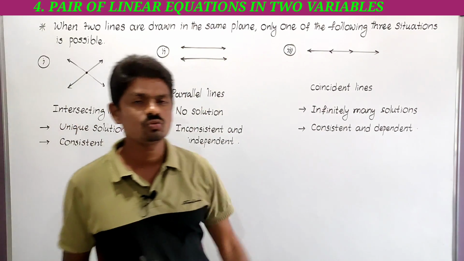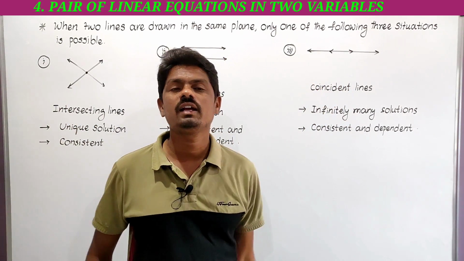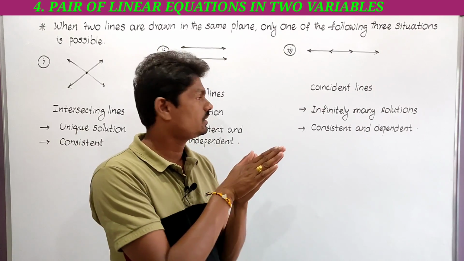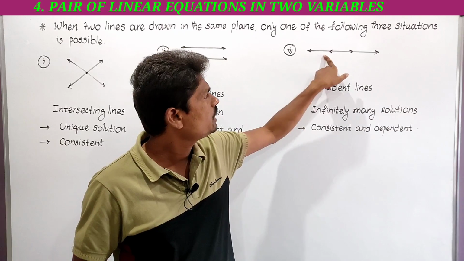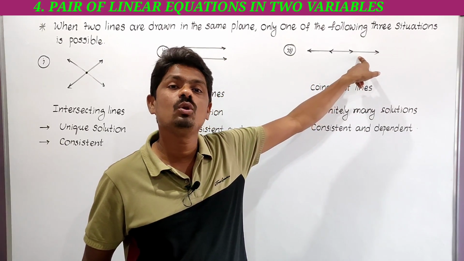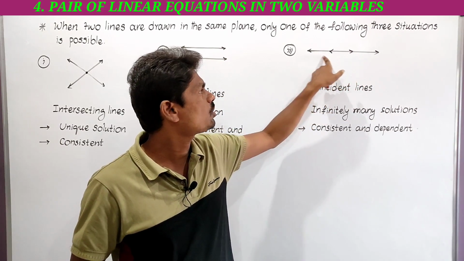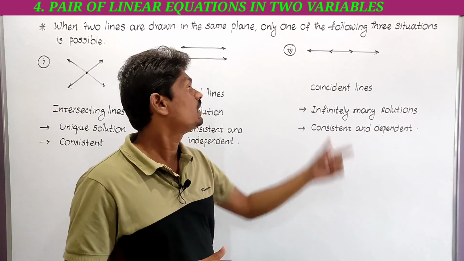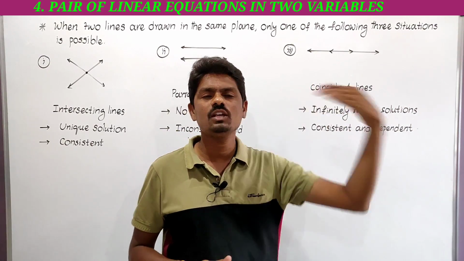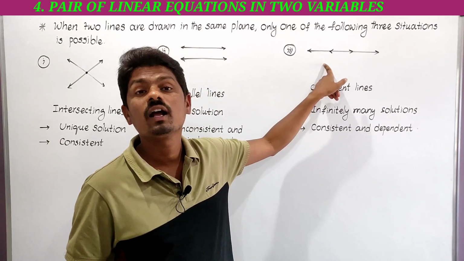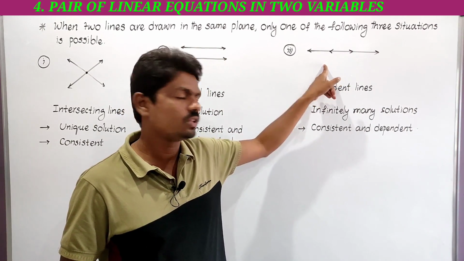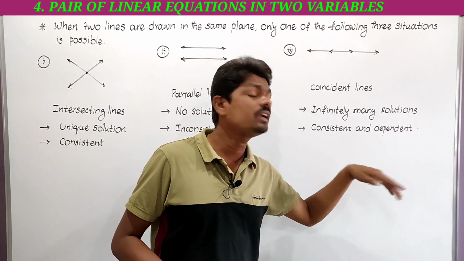So next, the third situation: coincident lines. Actually they are the same lines, they coincide with one another. These are coincident lines. Each point on them is a solution. They have infinitely many solutions. If they have a solution, we can call them consistent lines. So they are also called consistent and dependent.